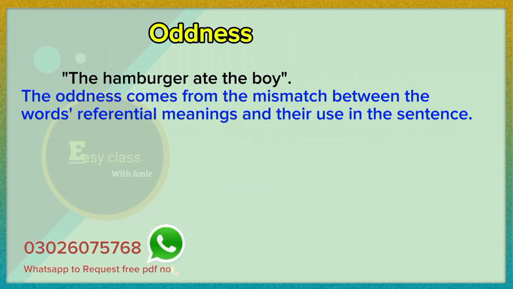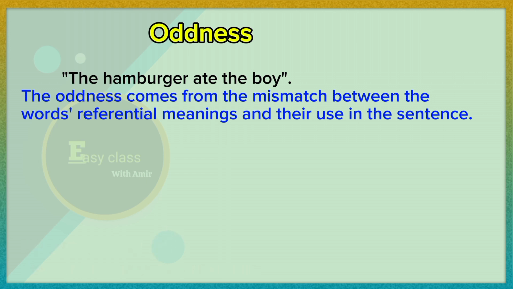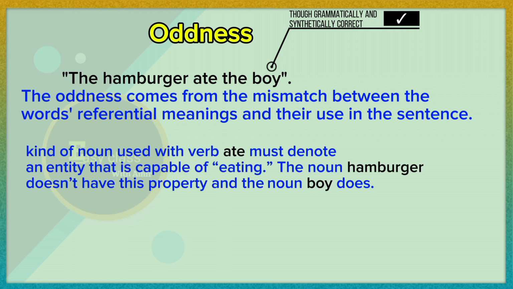Understanding referential meaning is important for explaining why certain sentences, like "the hamburger ate the boy," seem odd or unusual despite being grammatically correct. The oddness comes from the mismatch between the words' referential meanings and their use in the sentence, allowing one, not the other, to make sense with the verb ate. Quite simply, the kind of noun used with ate must denote an entity that is capable of eating. The noun hamburger doesn't have this property and the noun boy does.